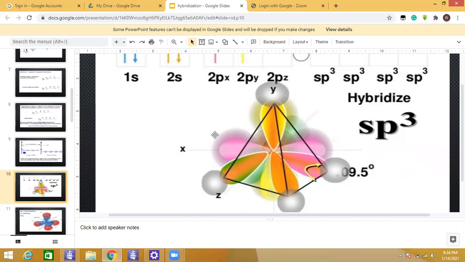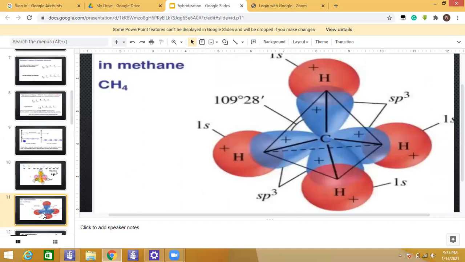So the geometry of 4 sp3 hybrid orbitals is tetrahedral, because these 4 atoms are at the regular corners of the tetrahedron. So the molecule of methane is tetrahedral. The sp3 hybrid orbitals are oriented in such a way that the angle between any two orbitals is 109.5. Therefore, we may say that each of the H-C-H angles would be 109.5. So this is the case of your methane.